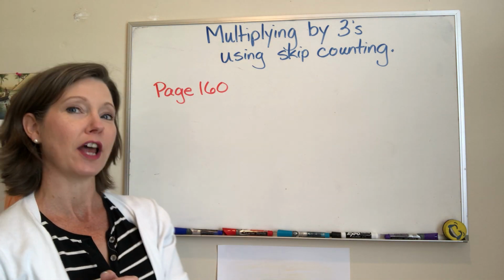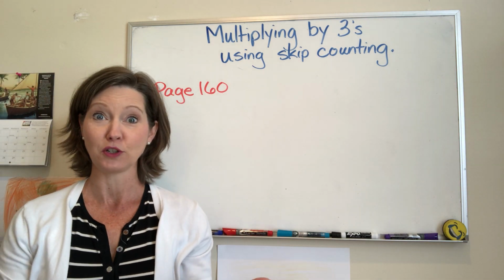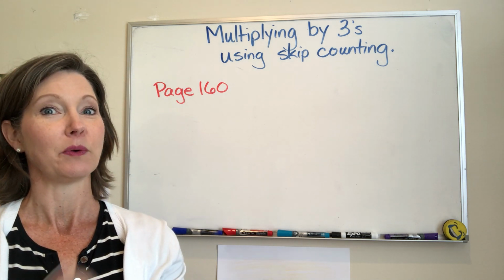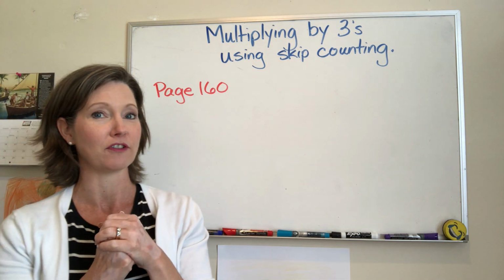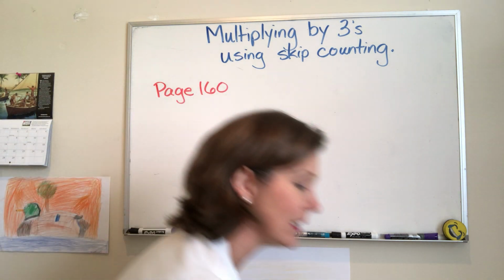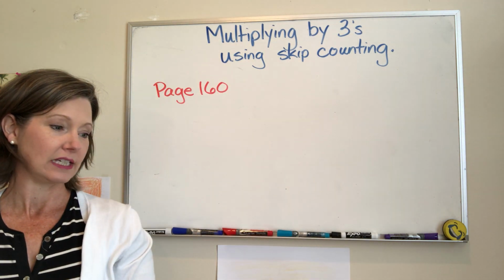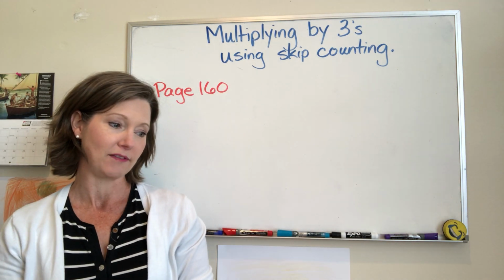If you'll turn to page 160, we just reviewed our times twos, but previously we also did our times fives. We counted by fives, and we can use our skip counting for that too. So let's look on page 160, and you will see the skip counting by twos and fives and tens to practice. Let's count by fives all the way to 50.